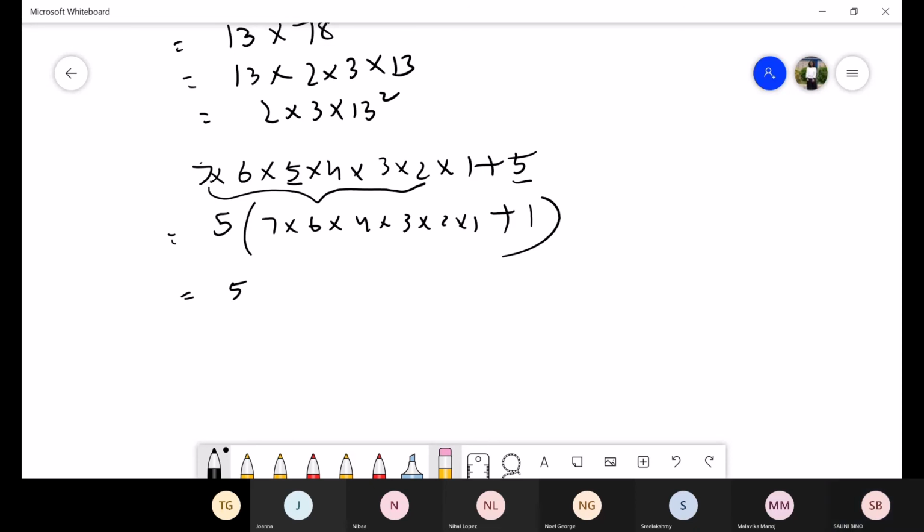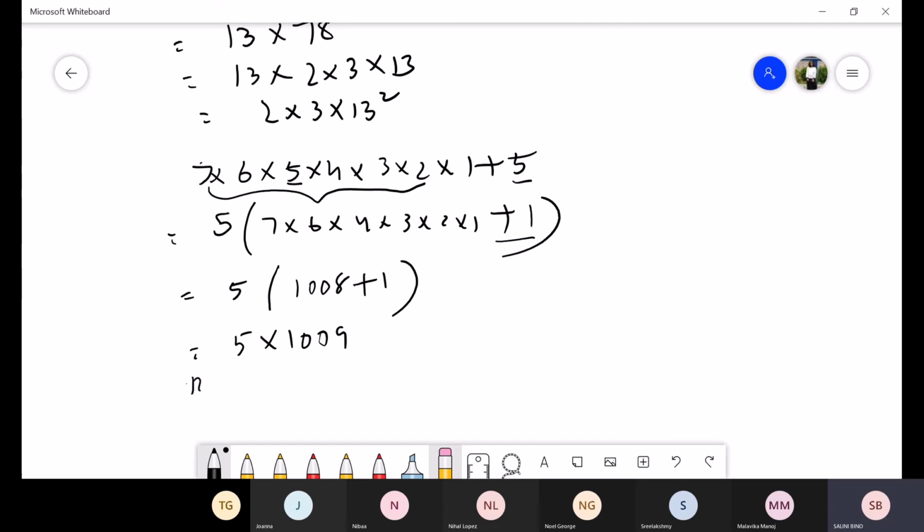Now multiply and give me the value of 7 into 6 into 4 into 3 into 2 into 1. What is that? 12 into 2, 24 into 6, 144 into 7. So you will get 1008. Then you have plus 1. So this is equal to 5 into 1009. So now the answer is these two are composite numbers.